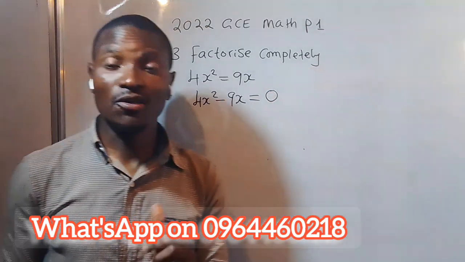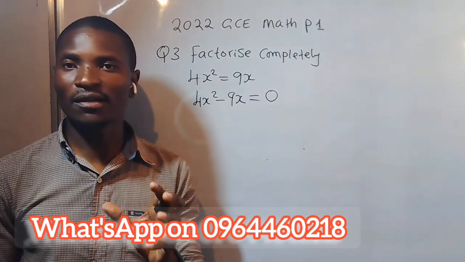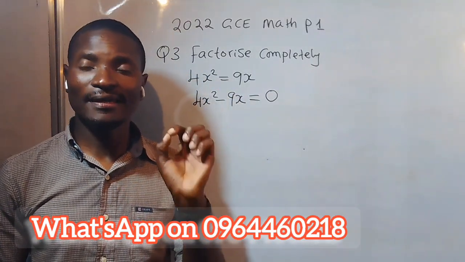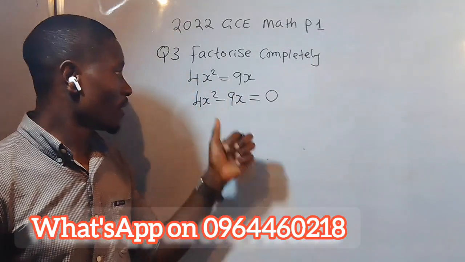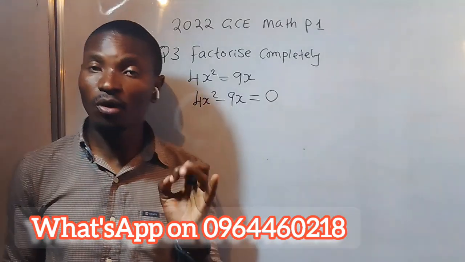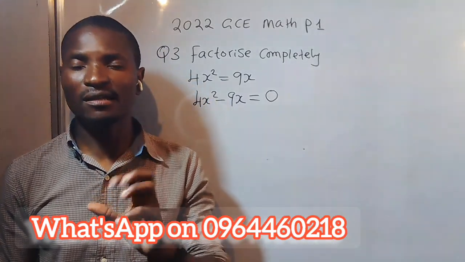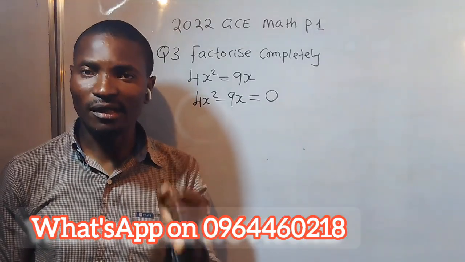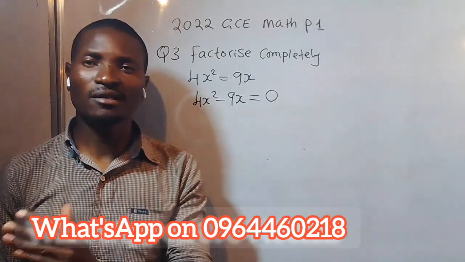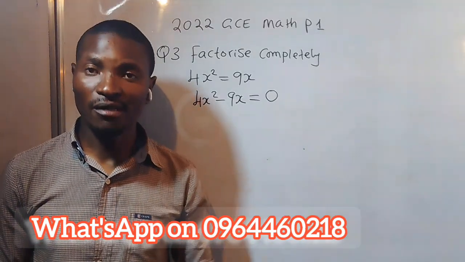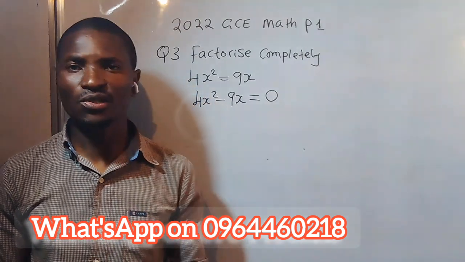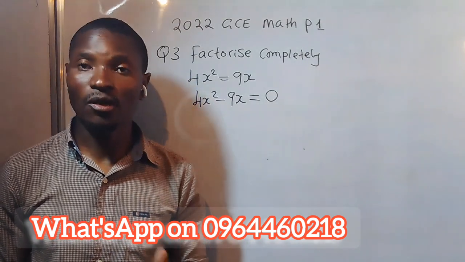So you can now see that this is a quadratic equation because the highest power on the variable x is raised to the power 2. And that is how we understand that this kind of equation is a quadratic equation. And a quadratic equation can be solved by factorization, as well as using the formula, or even the completing the square method.